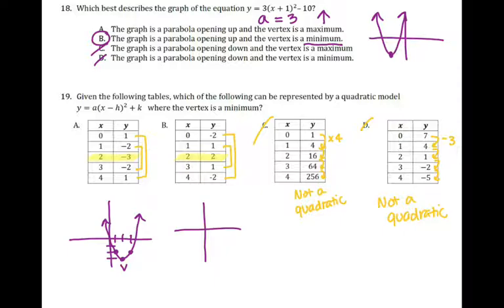So for letter B, I'm going to plot my vertex. I'm going to plot it at 2, 2. And I'm going to plot some other points. So I can plot 1, 1 and 3, 1. And I can see this parabola is opening down. So again, I wanted to find where the vertex is a minimum. So if my vertex is the minimum, that is going to be at the very bottom of your parabola, which matches letter A. Your vertex for letter B is actually a maximum.